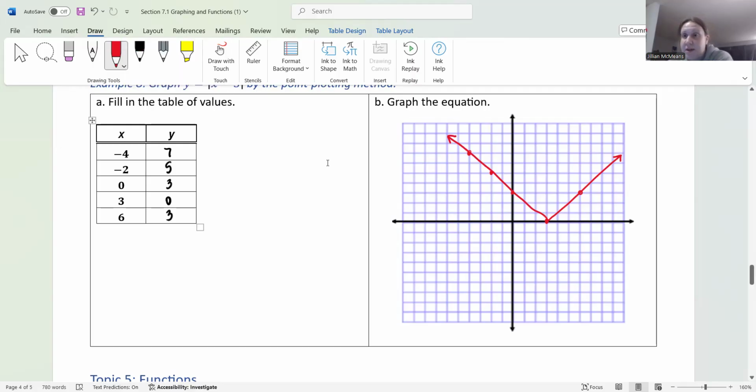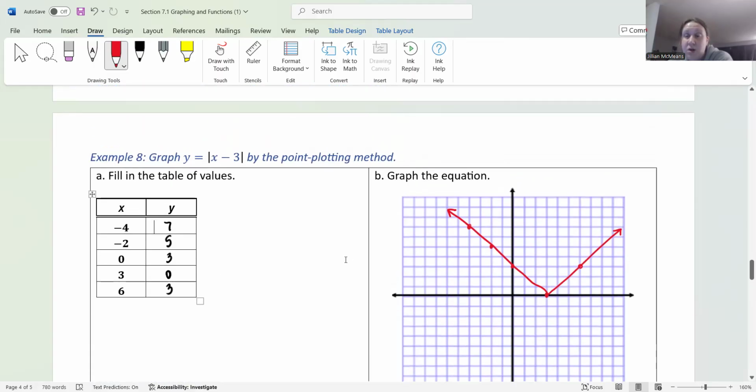Really, truly sorry about the technical issues. I don't know why. Somehow my document just completely froze up, okay? So that is graphing by point plotting. I had to start over with a fresh document, so I can't show you the previous graphs, but please do know that we can do this by hand for sure.